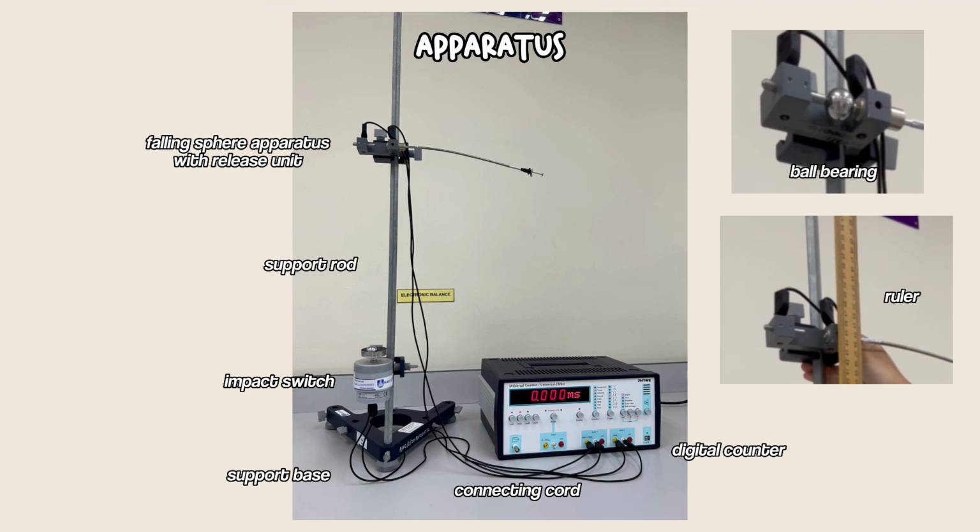The apparatus of this experiment are falling sphere apparatus consisting of release unit, impact switch, digital counter, support base, ruler, support rod, connecting cord, and ball bearing.